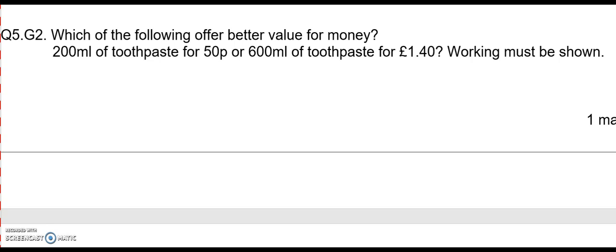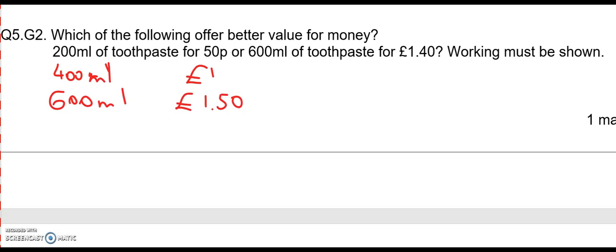So 200 milliliters of toothpaste for 50 pence, that means that 400 will be £1 and 600 will be £1.50.